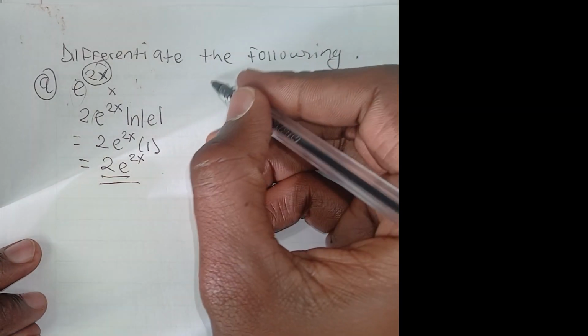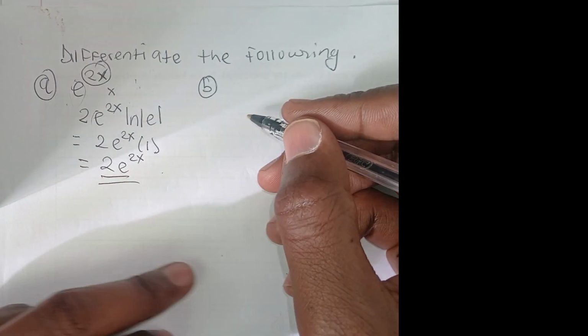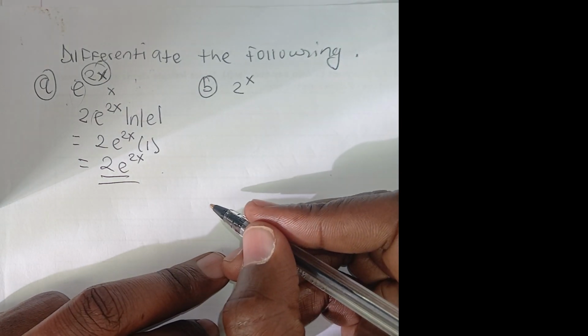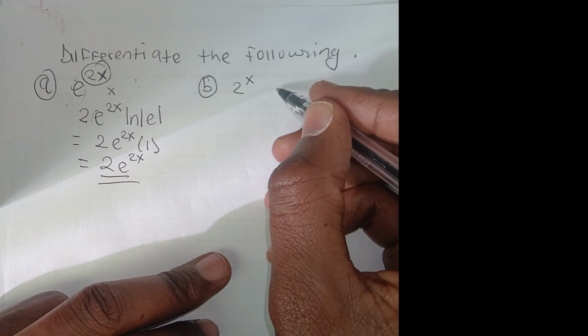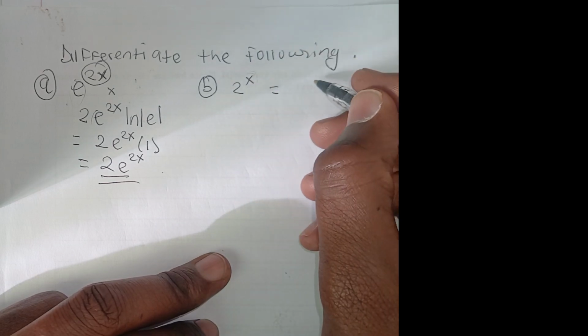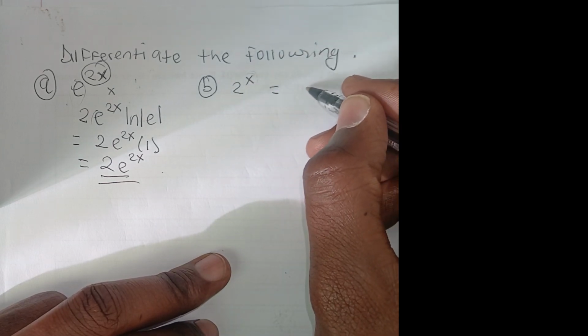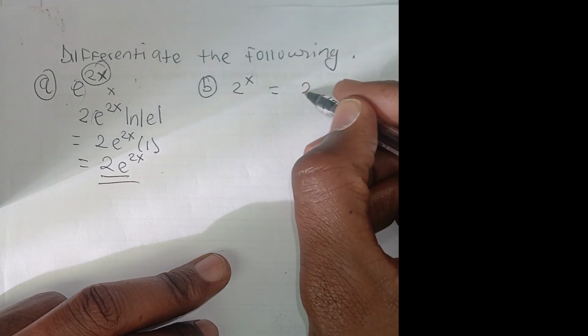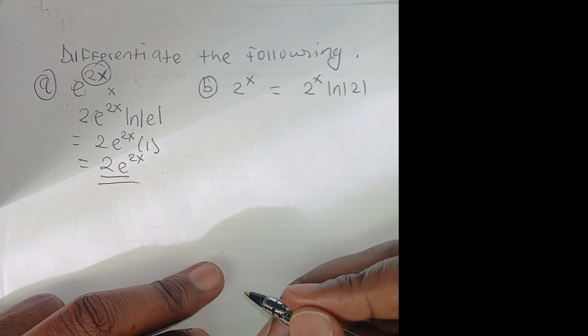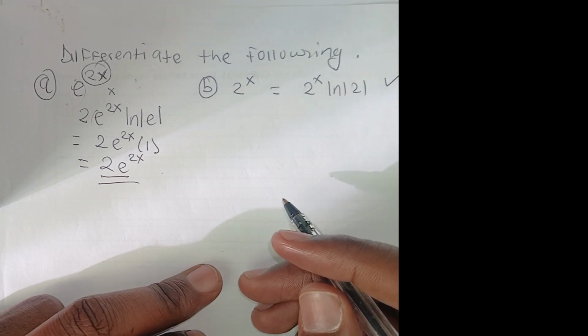Now let us do letter B. Let's do the following: 2 to the power x, right? What we need to know is that we derive the exponent and multiply by it, and say ln of the base. So here the derivative of x is just 1, then from there ln of 2, right? So this is the answer, right?